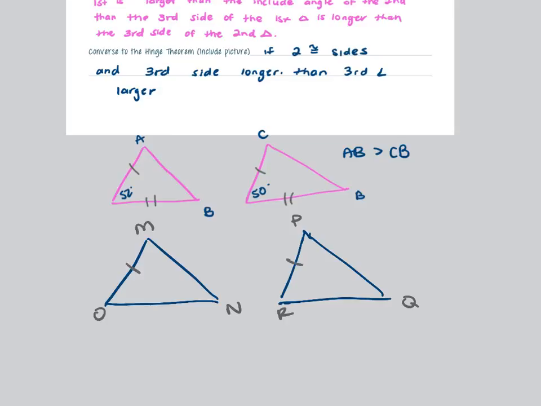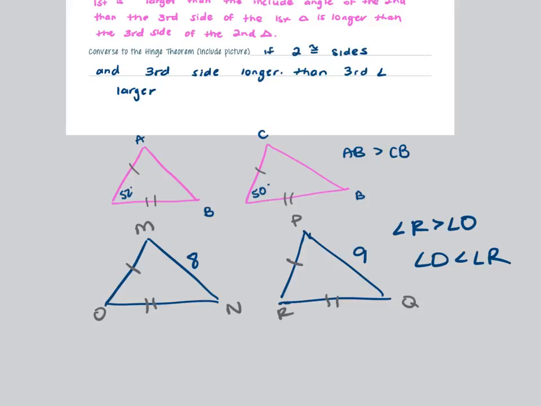Okay, so again, two congruent sides. This time it'd be like this is 8 and this is 9. So then I know angle R is greater than angle O, or angle O is less than angle R. Easy stuff, right? I feel like the end of the chapter got a lot easier.